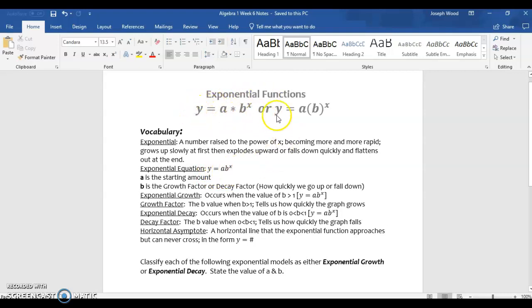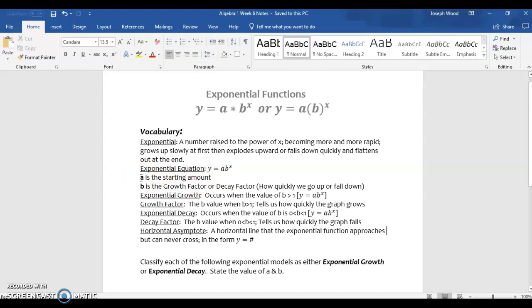Now up here, you see it written 2 different ways. And these are the ways that they'll be written more commonly in your assignments. Either A times B to the power of X, or using parentheses, which is probably the most common, A times B to the X. And when we have this, A is the starting amount.